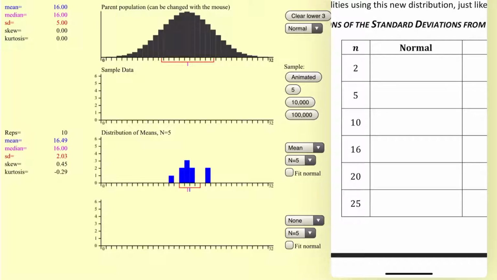So I sampled 5 data values, found a mean. 5 data values, found a mean. Lastly, 5 data values, found a mean. All right, I can do that again. So now there's another 5. There's another 5. There's another 5.